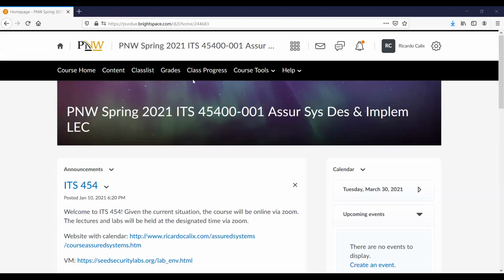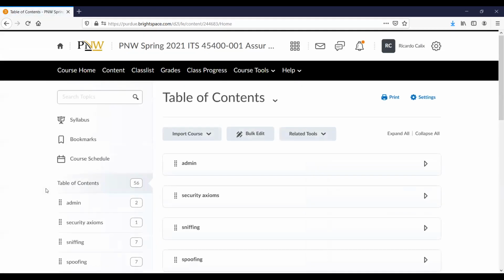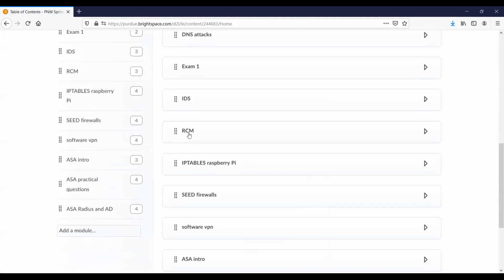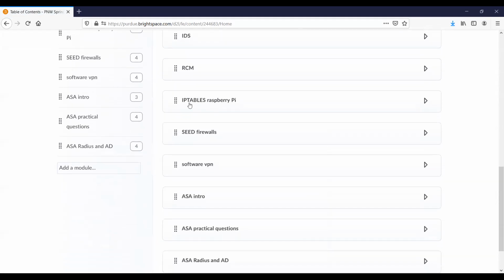Okay, so let's go into Brightspace first. Let's start there. All right, so we're on Brightspace now, and let's go into content. And if you look, we've covered all of this, and then RCM, we covered last week, I believe. And then we are here, IPTables.